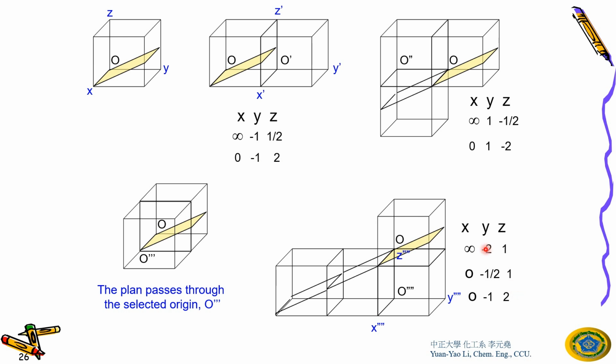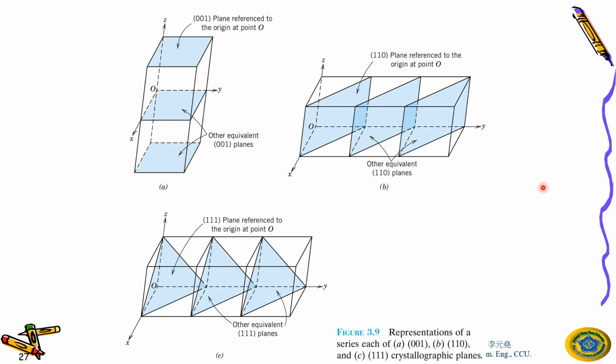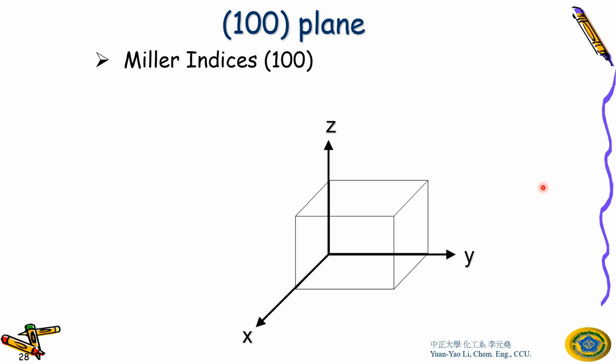So that's why I want to tell you there's a family for the direction. So there is a family for the plane too. This is the one showing you that you can move this plane parallelly. Okay, so now let's start to practice.